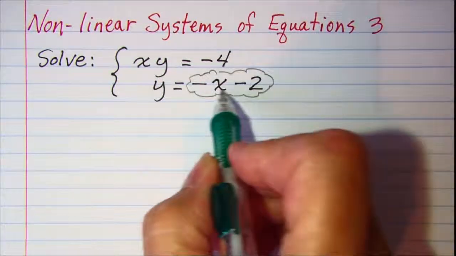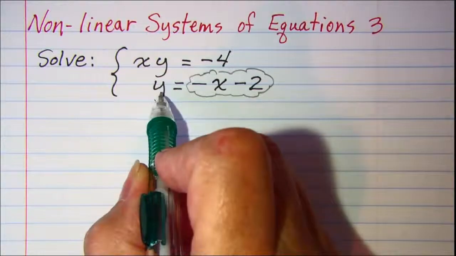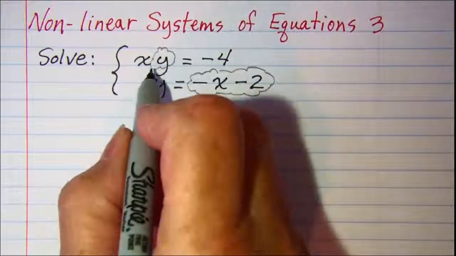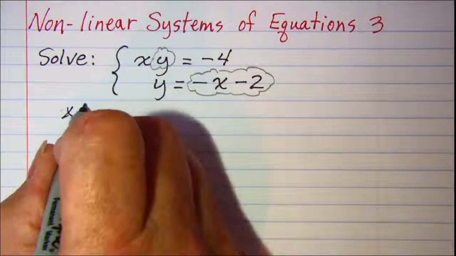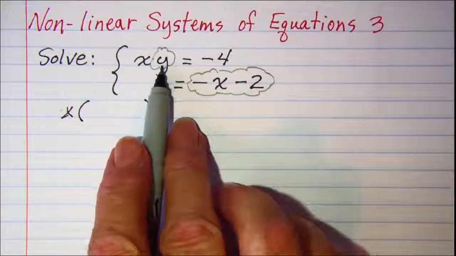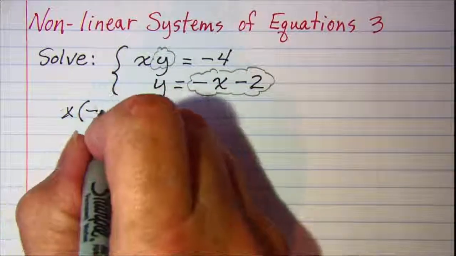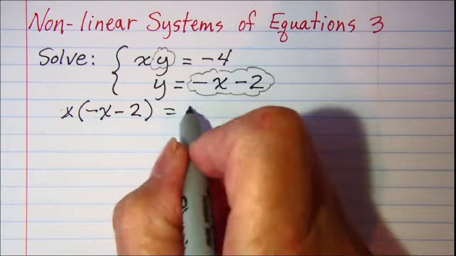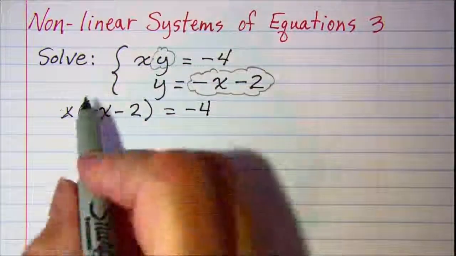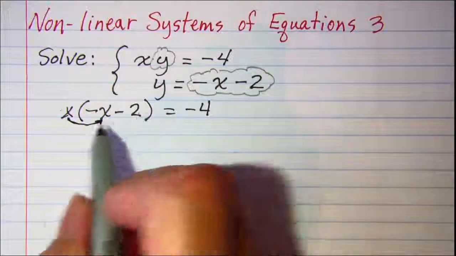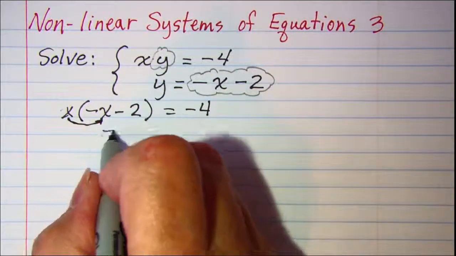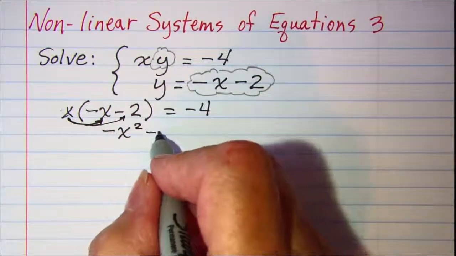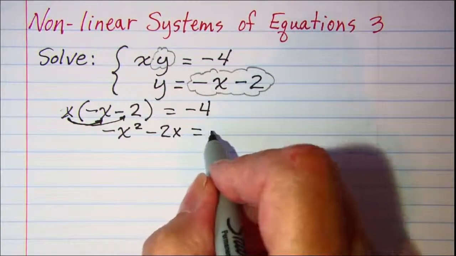We can substitute this expression that's equal to y into this equation in place of y. So this equation becomes x times, and then in place of y we'll put -x minus 2, and then continue writing our equation equals -4. Let's distribute the x. So x times -x is -x squared. x times -2 is -2x. And that equals -4.